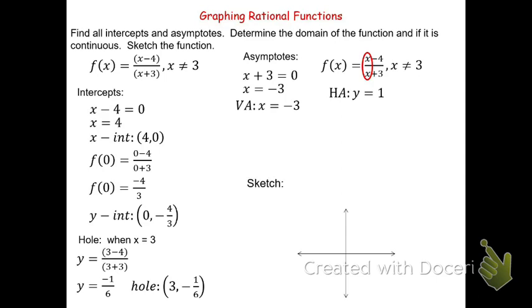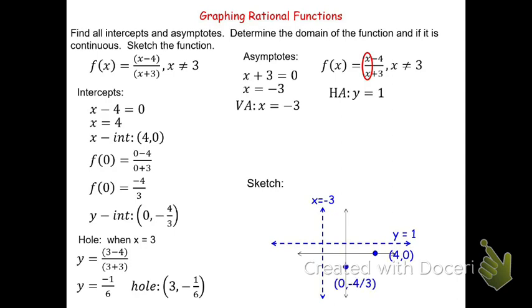Let's go ahead and sketch this. So when I sketch these, I always start by putting in the asymptotes first. So I'm going to put in my vertical and my horizontal asymptotes. Then I'll list out what points I know. I had an x-intercept at (4, 0), and I had a y-intercept at (0, negative 4/3).